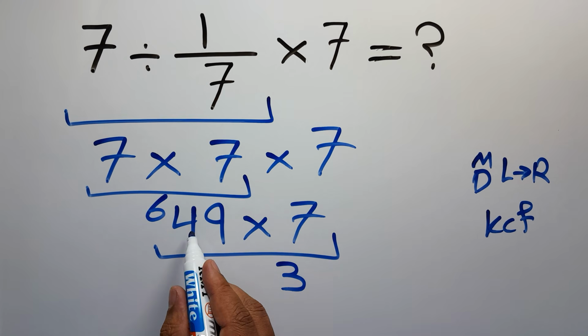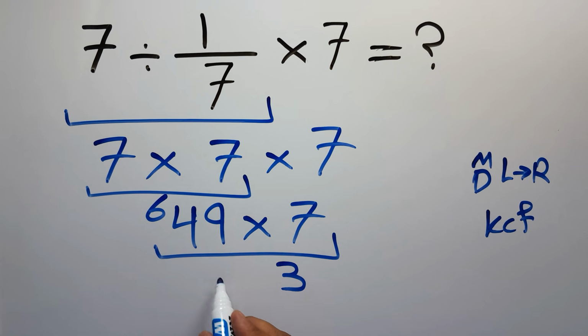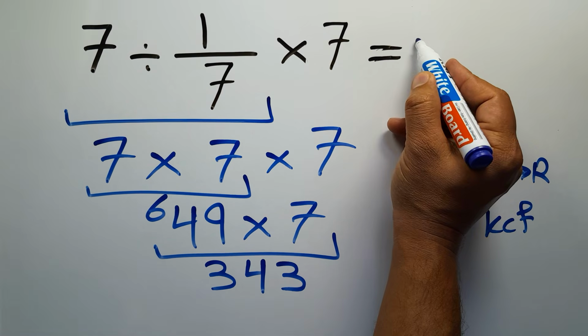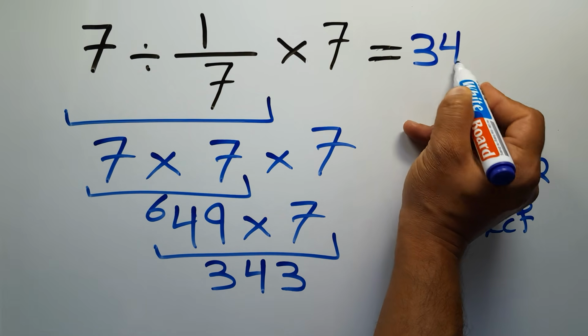7 times 4 equals 28. So 28 plus 6 equals 34. So we have 343, and this is our final answer to this problem. The correct answer is 343.